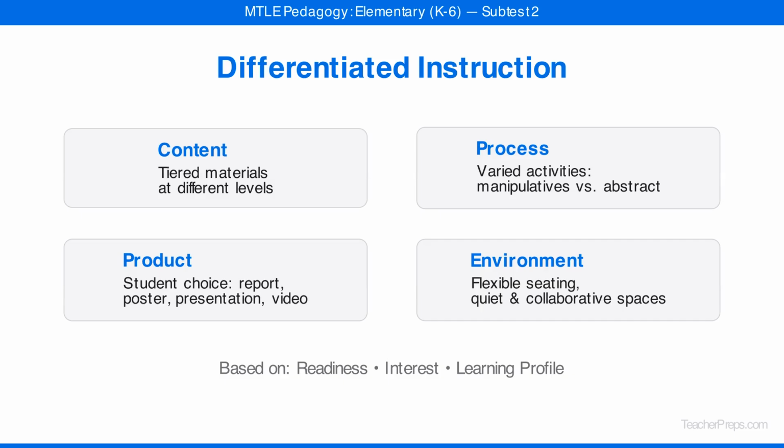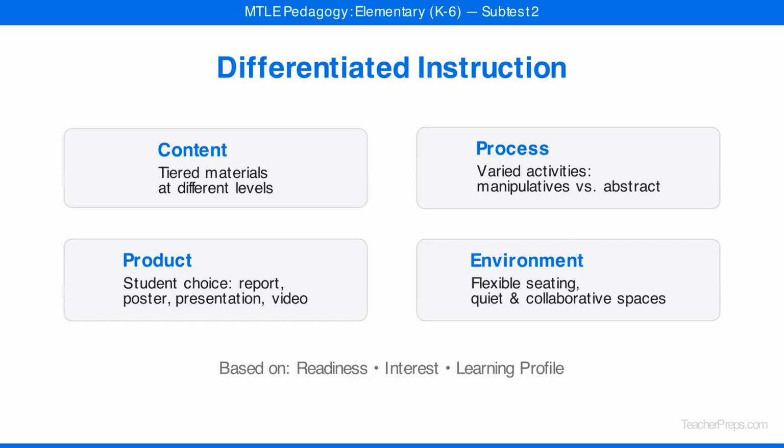Differentiating product means giving students choice in how they demonstrate learning: a written report, a poster, a presentation, or a video. Differentiating the learning environment means flexible seating, quiet areas for independent work, and collaborative spaces for group work. Important distinction: differentiation is not creating 25 different lessons. You're providing 2 to 3 pathways through the same learning goals.